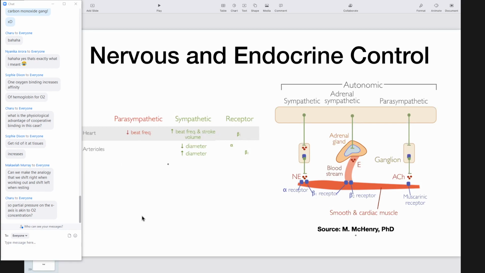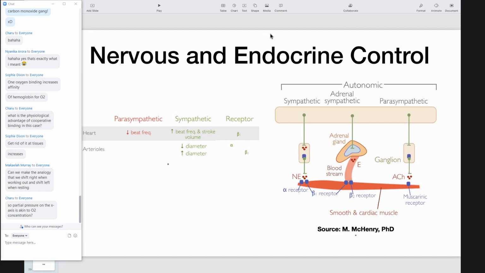So norepinephrine on certain types of arterioles supplying the organs that need them, like the muscles, will cause the release of different factors to cause that smooth muscle to relax and open up, so that you can increase the diameter, decrease resistance, and shunt blood towards the muscles when you need them. So really, depending on what type of arteriole it's signaling to, it will either decrease or increase diameter to shunt blood to where it needs to go.